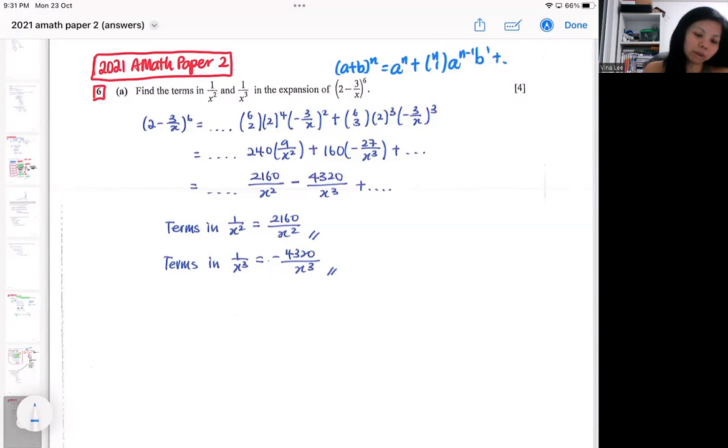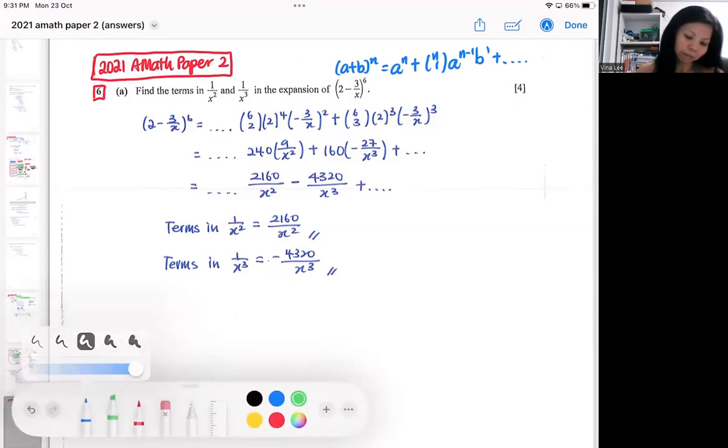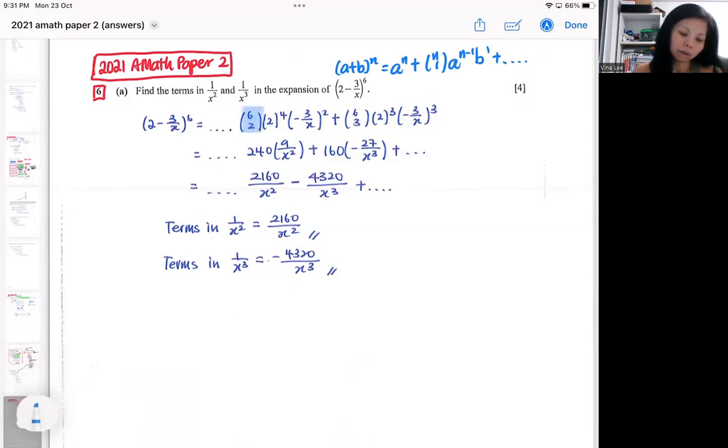So you can choose to do your normal expansion until you get 1 over x squared and 1 over x cubed. For me, I skipped some basic terms because I know that the square will come here. I skipped the basic ones that don't give me the 1 over x squared. So this is where I will be getting my 1 over x squared and 1 over x cubed. I just target those two expansions and I will get the two terms that I want.